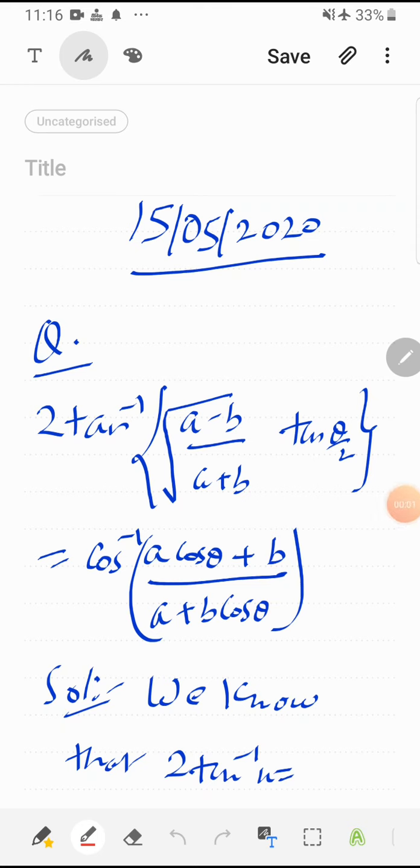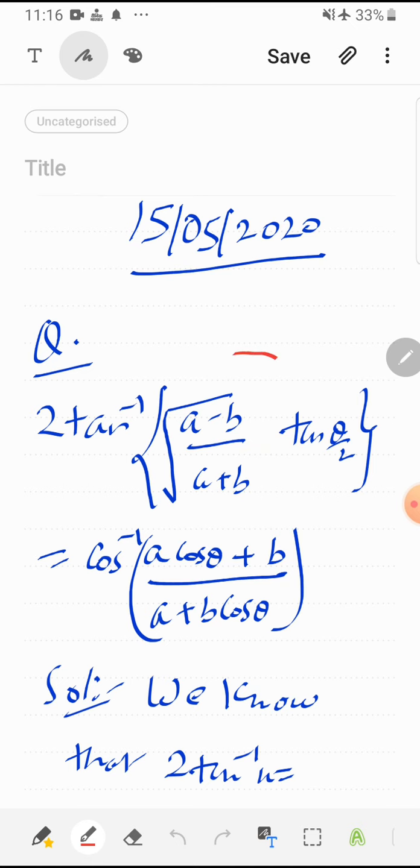Today we are going to do practice problems for inverse trigonometric functions. So the first question is: 2 tan inverse of {root of (a minus b) upon (a plus b) into tan of theta by 2} is equal to cos inverse of (a cos theta plus b) upon (a plus b cos theta). So we have to prove this expression.